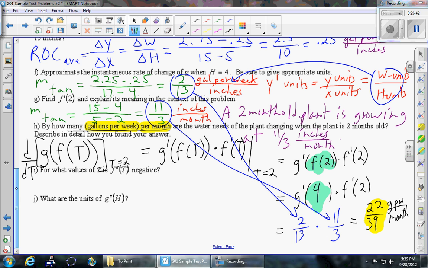Okay, let's finish up. Part I. For what values of t is f double prime negative? This question is a breath of fresh air compared to the previous one. F double prime, hopefully you make the instant connection that that has to do with concavity, and negative means concave down. So this question is really saying, when is F concave down?